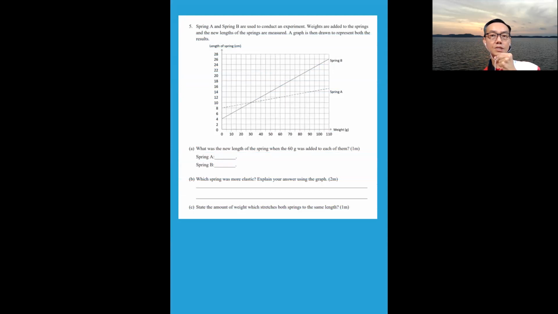And this is another question on forces and weight.